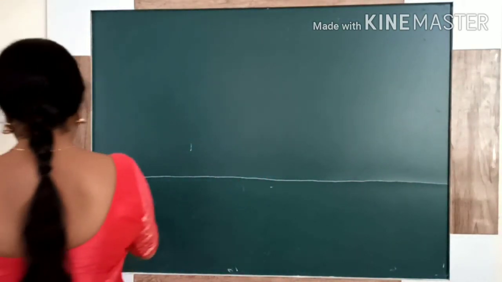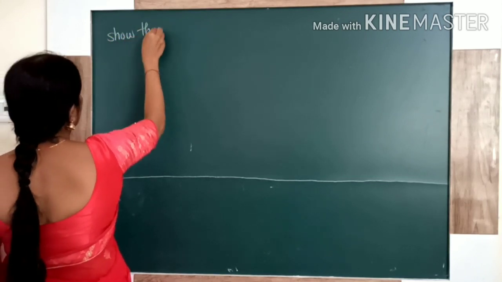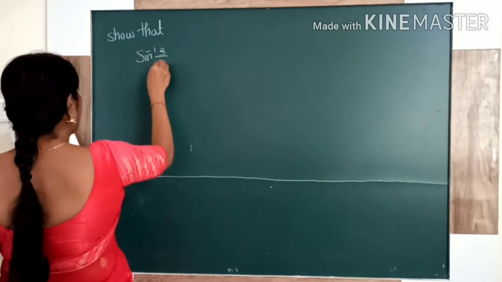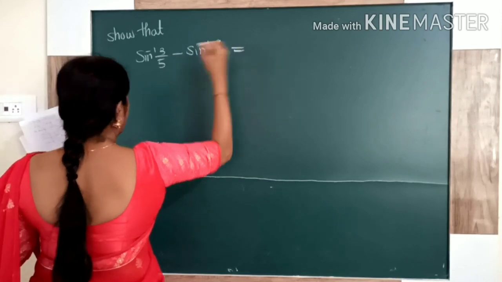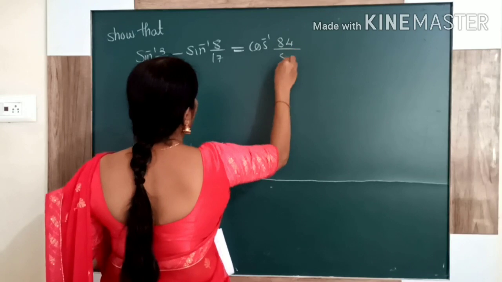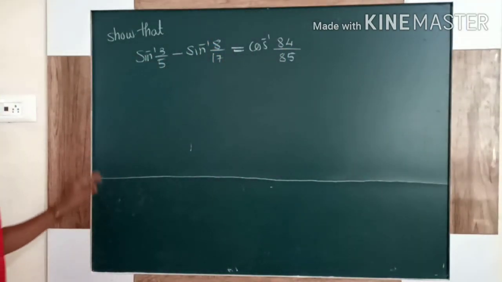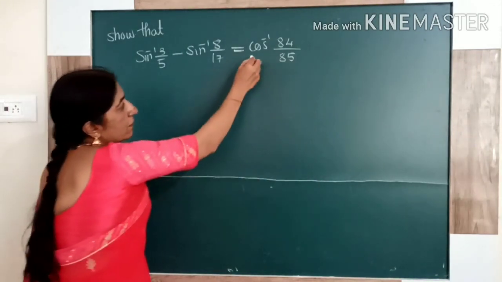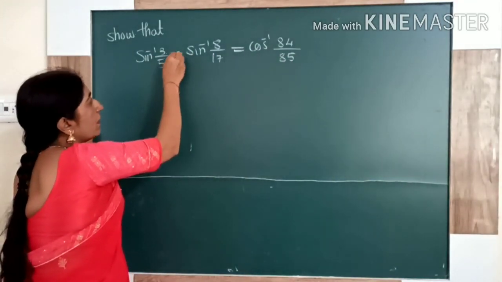Next, show that sine inverse 3 by 5 minus sine inverse 8 by 17 is equal to cos inverse 84 by 85. So see, students, we already did an example related to this. Now I am explaining once again. In the answer we require cos inverse, and in the LHS in the middle we have a minus.